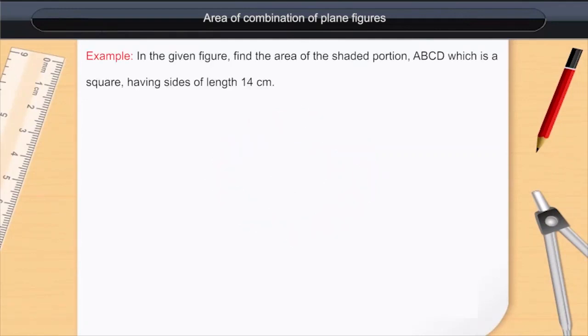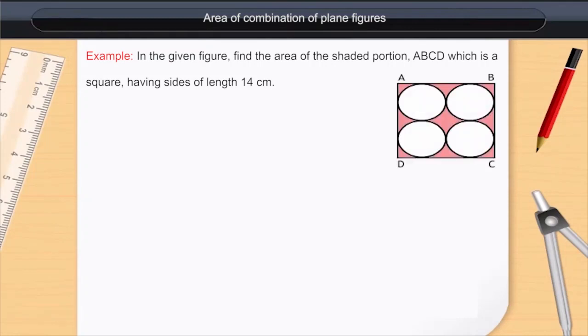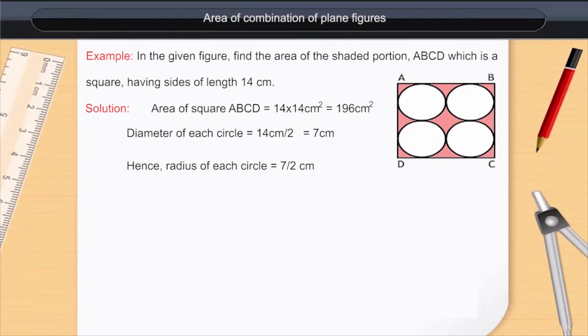Example: in the given figure, find the area of the shaded portion. ABCD is a square having sides of length 14 cm. Solution: area of the square ABCD is equal to 14 into 14 cm square is equal to 196 cm square. Diameter of each circle is equal to 14 cm upon 2 is equal to 7 cm. Hence, radius of each circle is equal to 7 upon 2 cm.